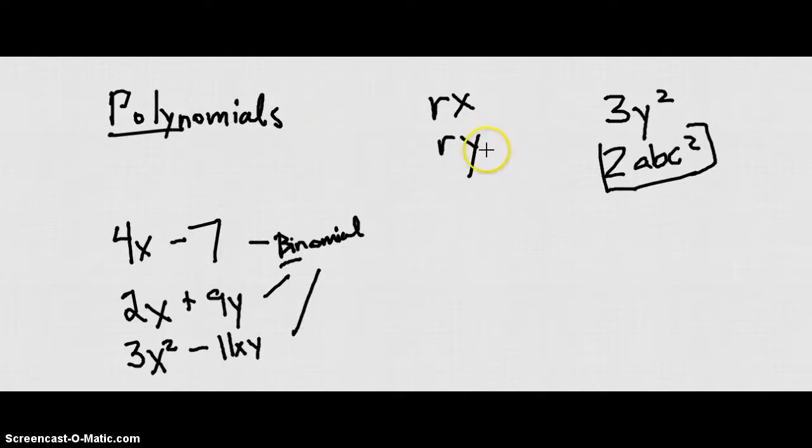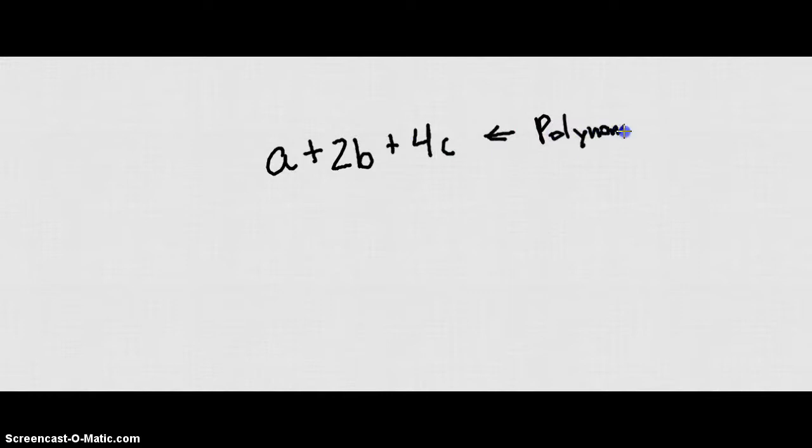So these are monomials. These are binomials. So let's look at what polynomials would be. And that's more than one term. Binomials, by the way, are polynomials. But even something like a plus 2b plus 4c, that's a polynomial also. Specifically, we could say it's a trinomial because it has three terms.